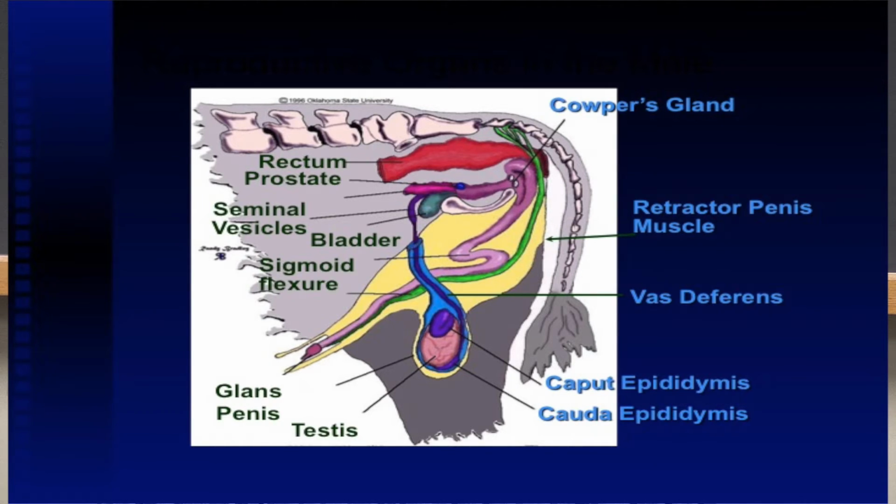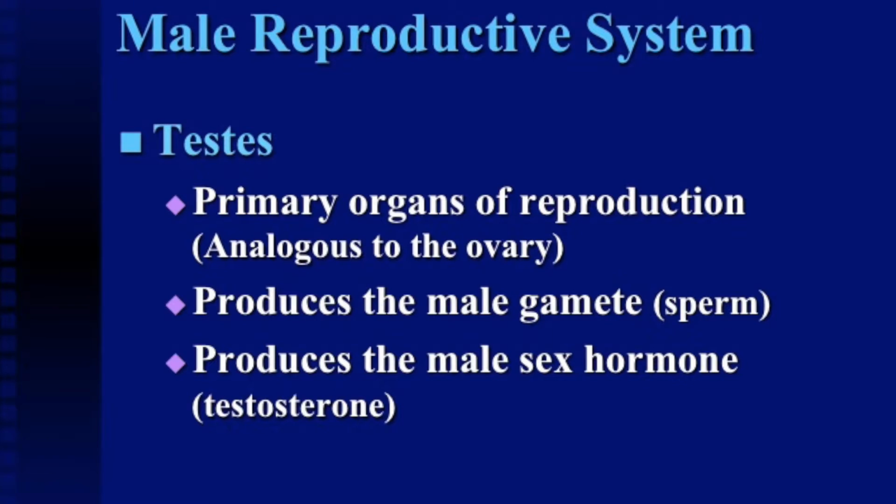So let's talk about just the different parts of the male reproductive system. The testes, again, they're the primary organ of reproduction in the male, and they're similar to the ovary in the female. They produce the male gamete or sperm, and they also produce the male sex hormone, which is testosterone. When you castrate a male or remove the testicles, you're going to turn off that testosterone production, and of course sperm development or production will cease as well.